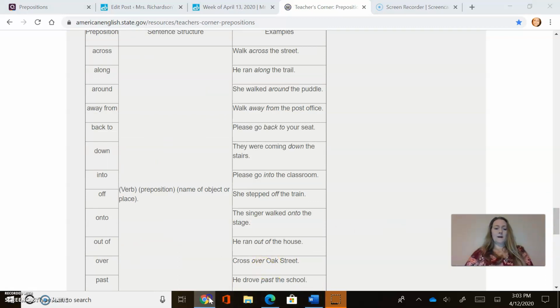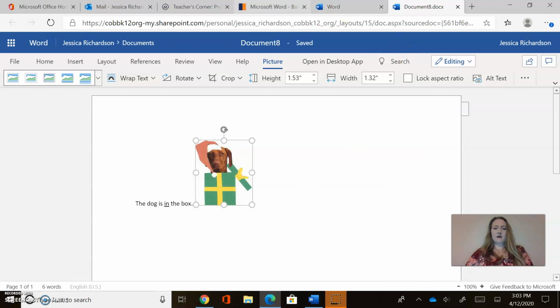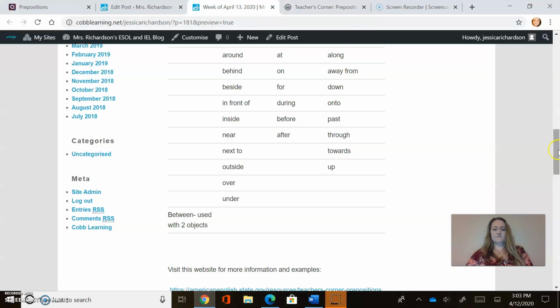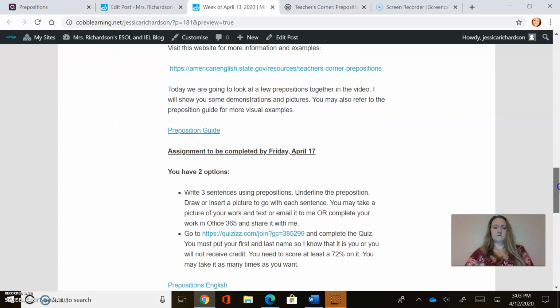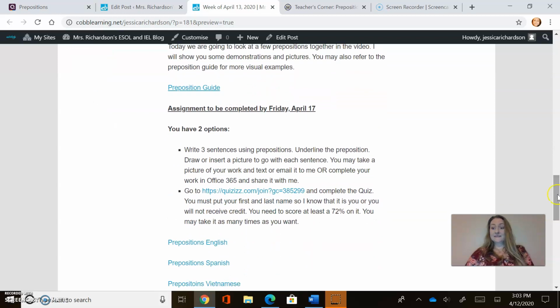Okay, so making sure we check out the blog, doing our work. I think the easiest thing is for you to do the quizzes for your assignment. So making sure that you're able to do that.